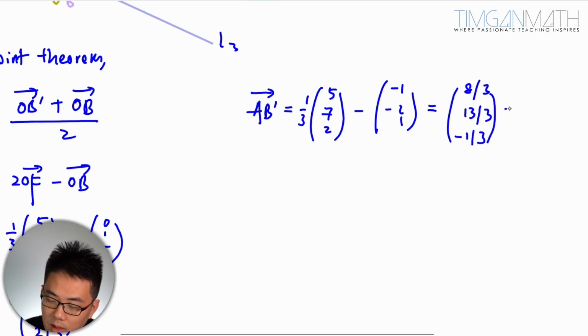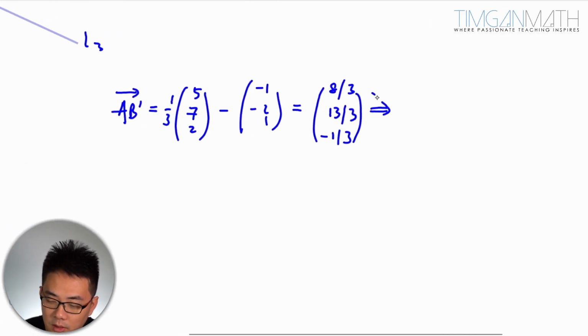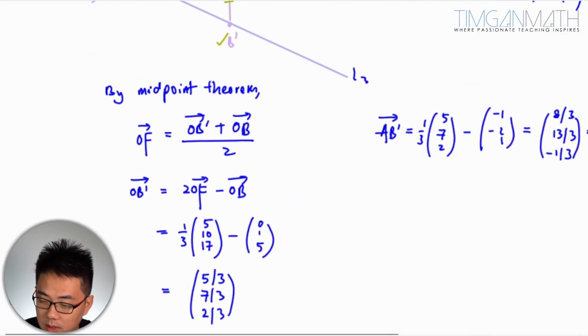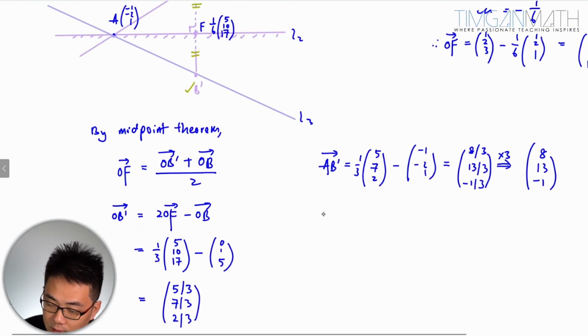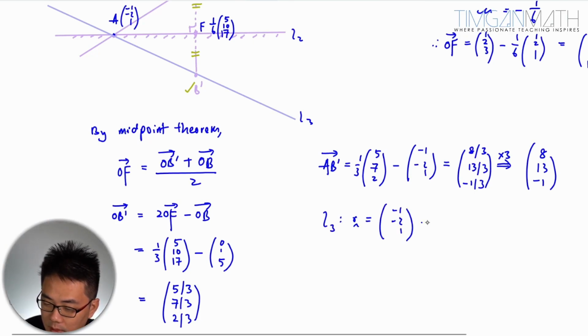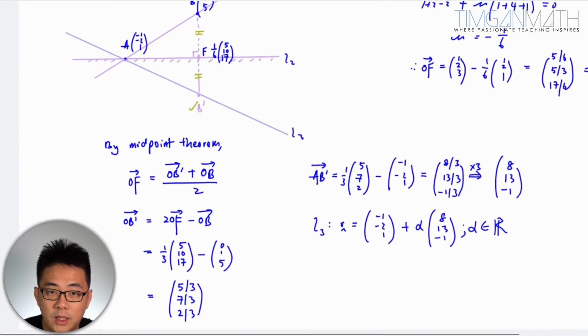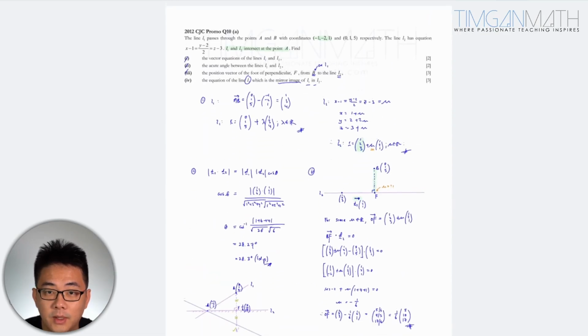Okay. Direction vector, very annoying. The 3 there. So multiply by 3 throughout: 8, 13, -1. So this is the direction, so line L3 will just be, you just put A, which is -1, -2, 1, plus alpha times the direction. Okay, so that's how you do the last part, which is part 4.